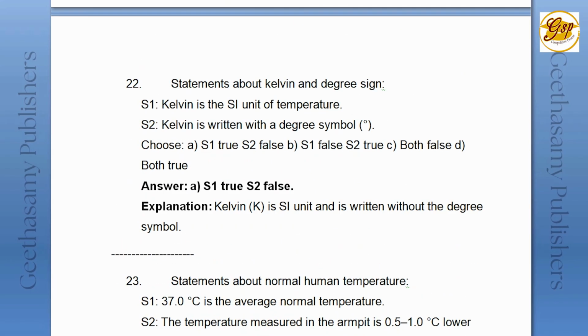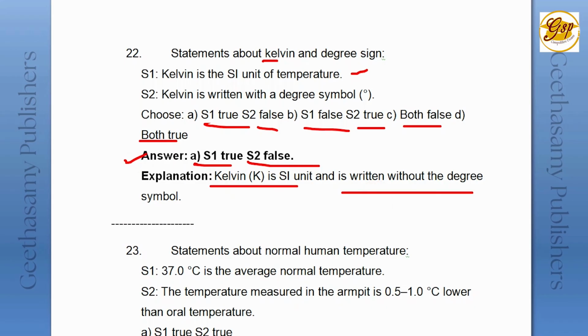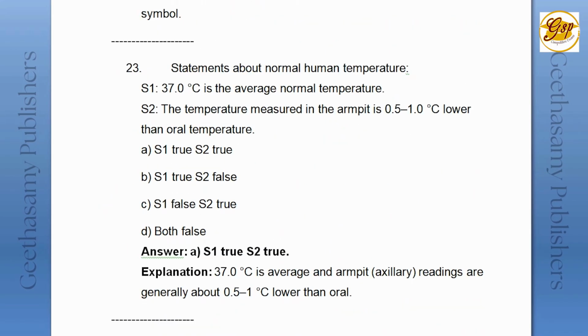Right? Then 22nd question. The statement about Kelvin and degree. Statement 1: Kelvin is the SI unit of temperature. Statement 2: Kelvin is written with the degree symbol. Choose: S1 true, S2 false; S1 false, S2 true; both false; both true. The correct answer is A, that is S1 true, S2 false. So Kelvin is written as K. It's an SI unit written without the degree symbol. That's it. Right? Fine.